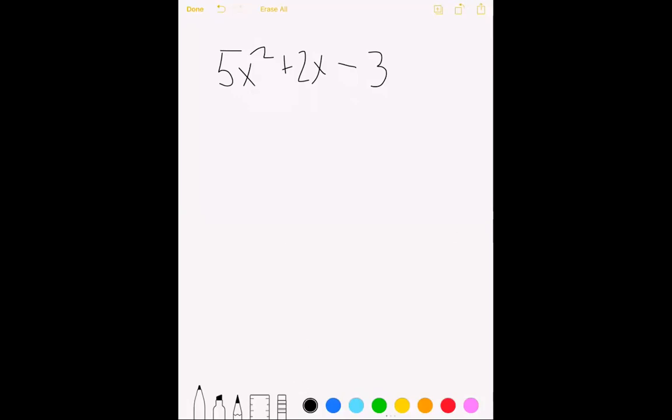So what you do with this one is first you start with your big X. And on top, you're going to have AC. So that would be 5 times -3, which is -15. And on the bottom, you have your B, which is right here, and so that would be 2. And so we're trying to come up with 2 numbers that multiply to -15 and add to 2. Do you know what they are? Yes, -3 times 5. So we have -3 and 5.